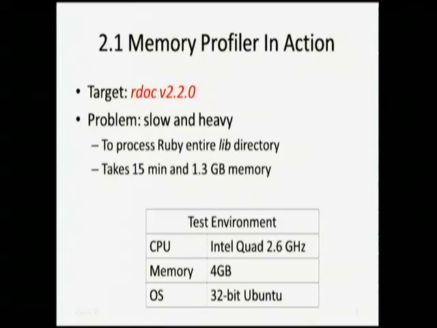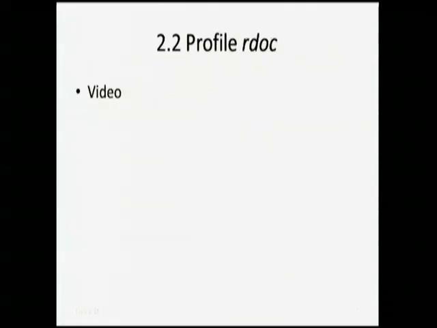But what you may know is this version of RDoc suffers from some performance problems. If I run RDoc to generate documentation for the entire lib directory in this environment, it will take about 50 minutes and use up to 1.3 gigabytes of memory. So it's heavy and kind of slow. We want to find out what's wrong with it and try to optimize the performance.